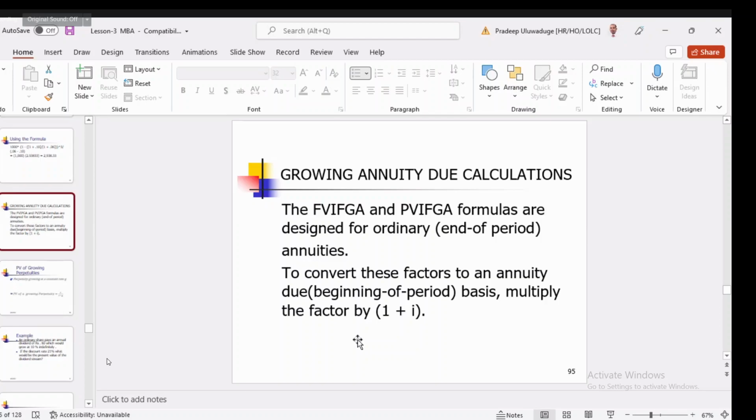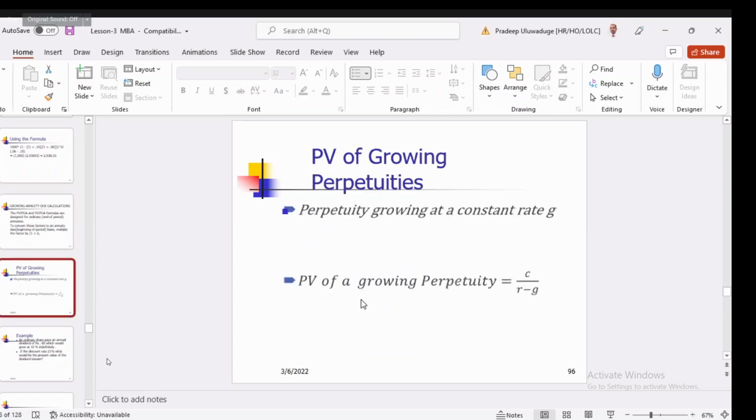To convert these factors to an annuity due or beginning of period basis, multiply the factor by 1 plus I. So this is the same thing that we did in the ordinary annuity present value and future value calculation, right? We make the same adjustment, right? Multiply the factor by 1 plus I.